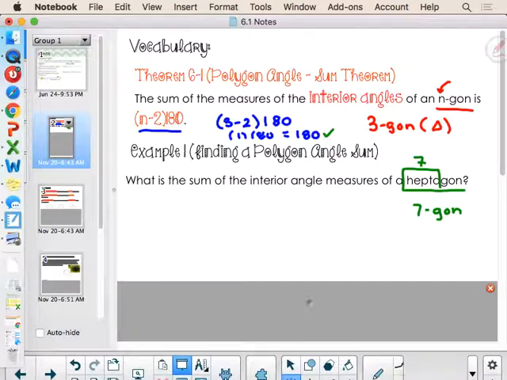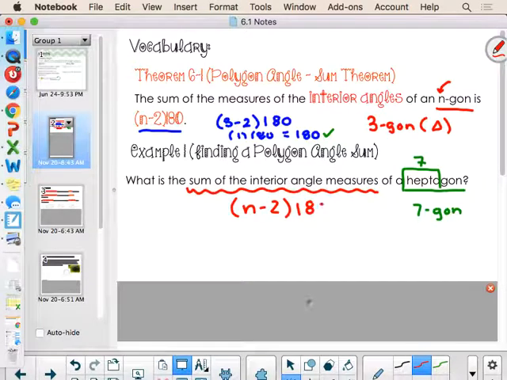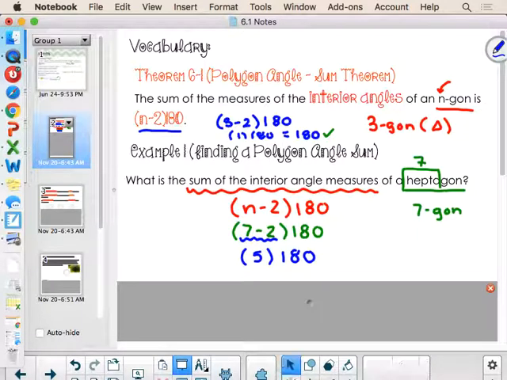And if I want to find the sum of the interior angle measures of a 7-sided figure, I'm going to use the formula n minus 2 times 180. So all I'm going to do is plug 7 in for n. So we have 7 minus 2 times the quantity of 180. We follow order of operations and first work inside of our parentheses. So we have 7 minus 2, that gets us 5, and we have 5 times 180. And when I do 5 times 180, I get an answer of 900 degrees. So that is my answer. That is the sum of the interior angle measures for a heptagon.